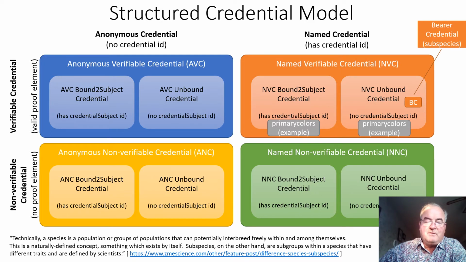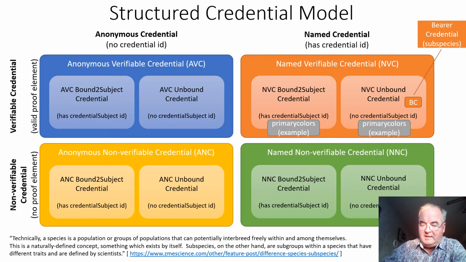Non-verifiable credentials have no proof element, so they're just there, they're just data. Verifiable credentials have a valid proof, a validatable or verifiable proof. So that tends to be information we're more willing to trust depending on the issuer or the source of that. Across the top, an anonymous credential has no credential ID, no top-level ID on what I call the envelope. Named credentials have a credential ID.